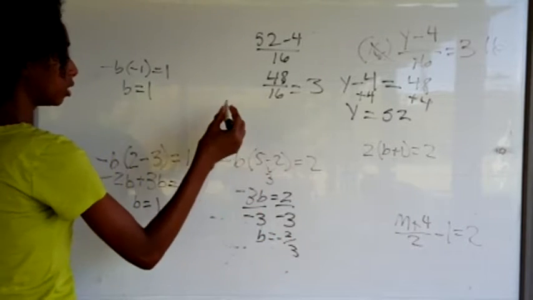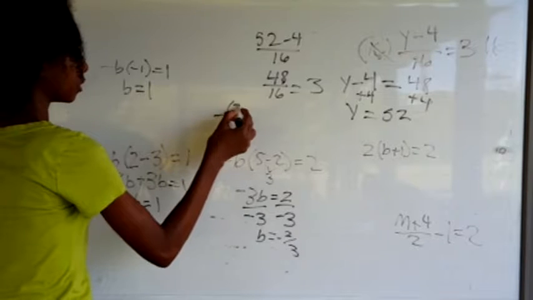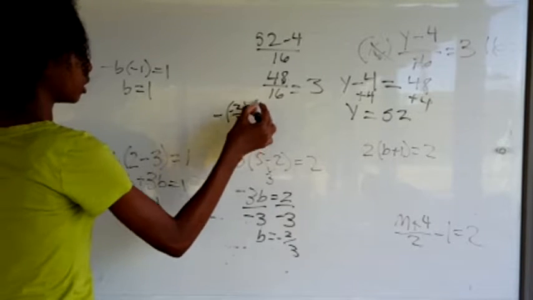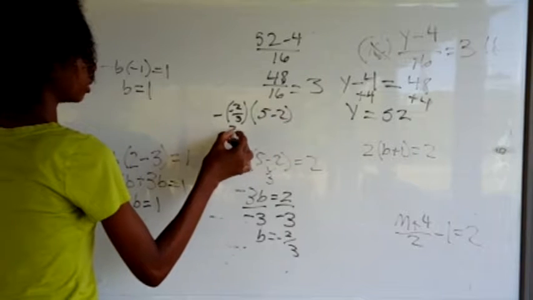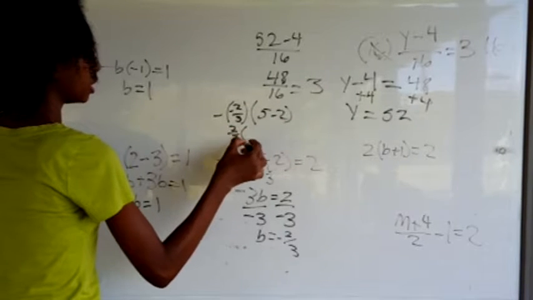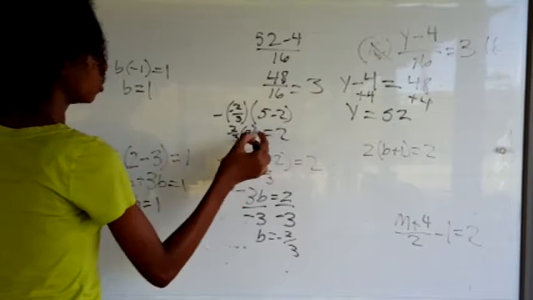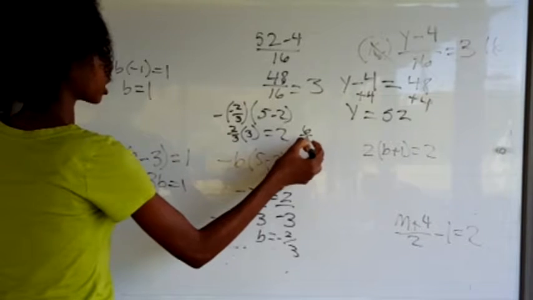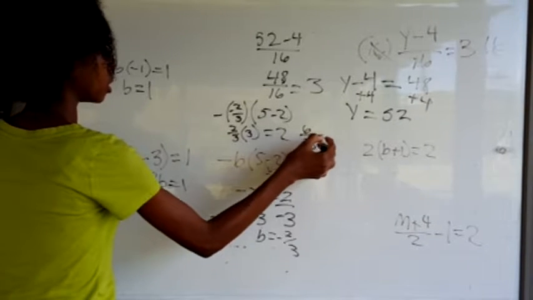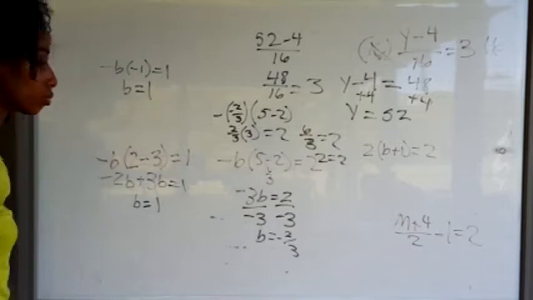So if we plug that in, we get negative 2 over 3 times 5 minus 2. So that's going to be positive 2 over 3 times 3 equals 2. 3 times 2/3, we multiply across, is going to be 6 over 3 equals 2. 6 divided by 3 is 2. 2 equals 2.